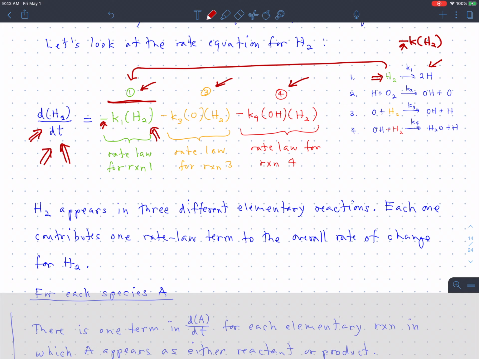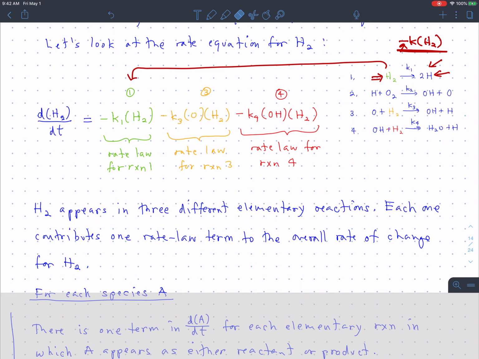Notice also the products don't appear. The rate laws for elementary reactions involve only reactants, and so the products of the elementary reactions are not going to appear in any of these terms. Only reactants appear in the rate laws for elementary reactions.